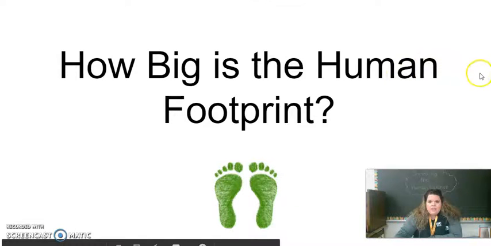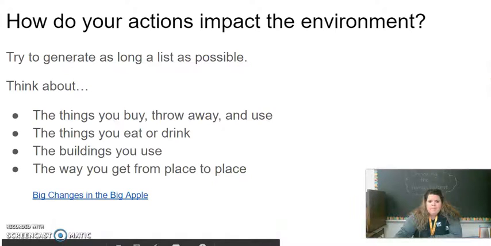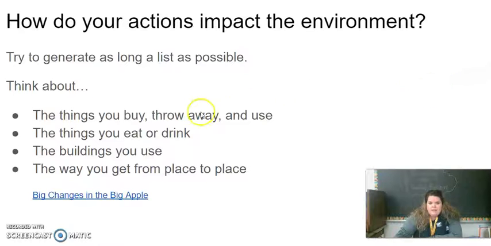How big is the human footprint? How do your actions impact the environment? Try to generate as long a list as possible. Think about this: the things you buy, the things you throw away, and the things that you use. How about the things you eat or drink? The buildings you use, the way you get from place to place.